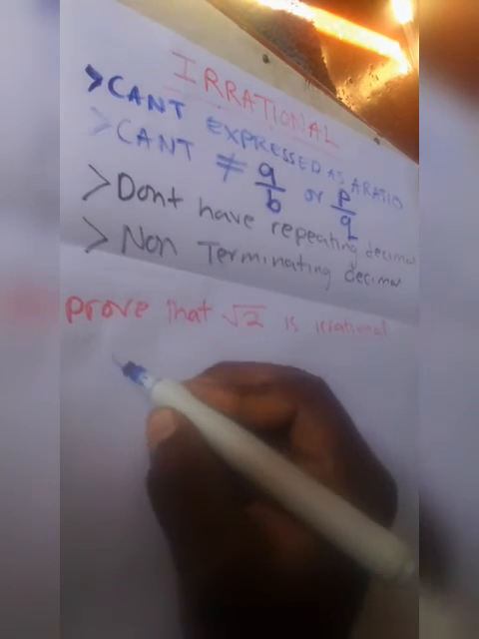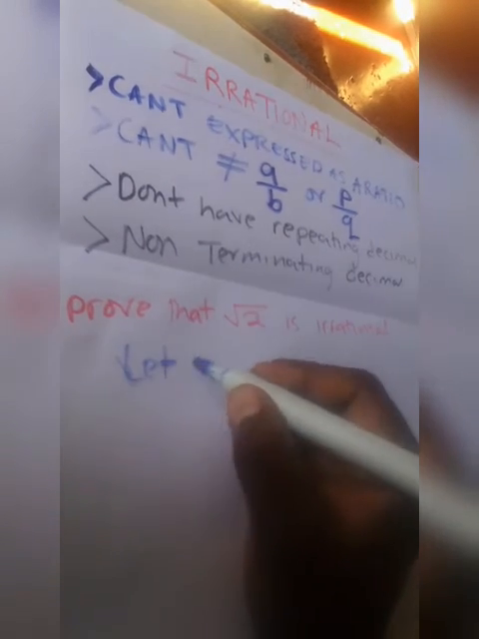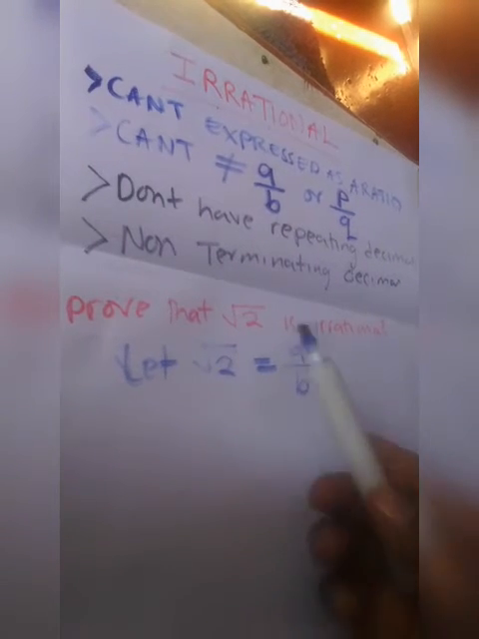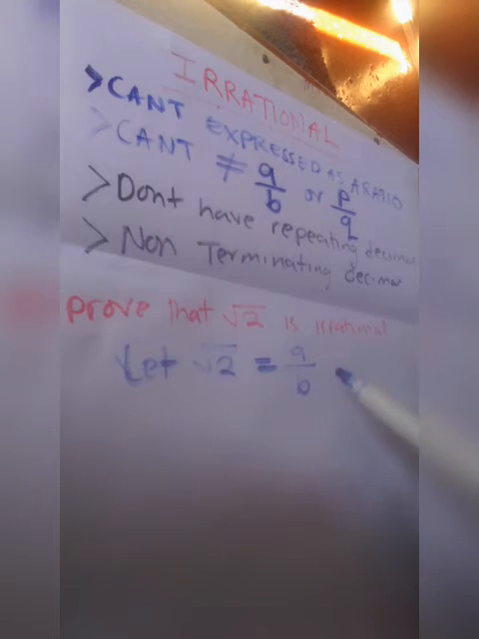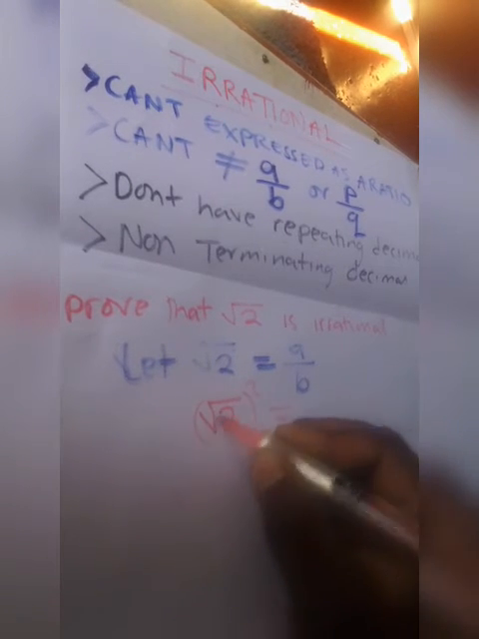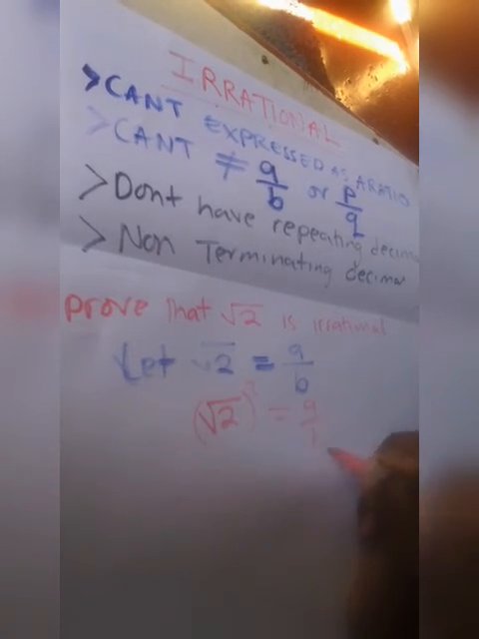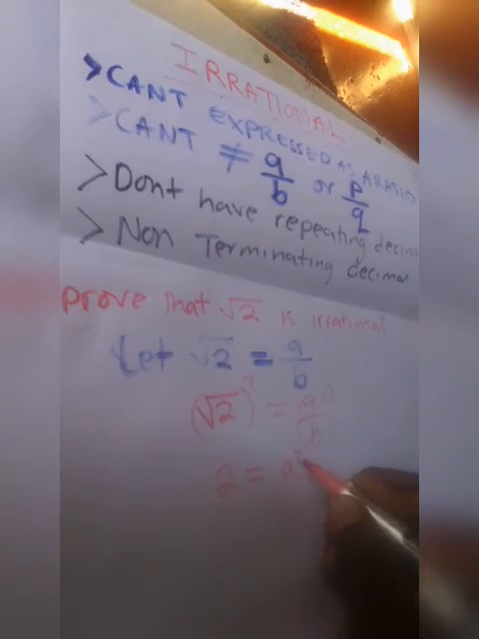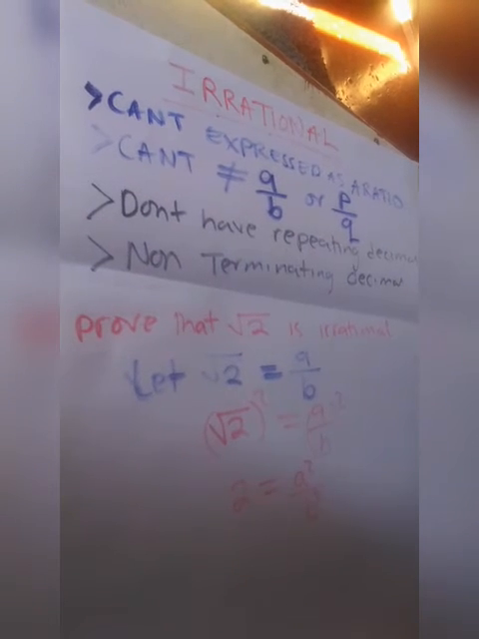Just equate this to this. Say let the root of 2 be equal to A over B. We try to see whether this number can be expressed in this form. So let's work out this one. Second step, we square both sides so that we can eliminate this root. Squared, we're going to have 2 is equal to A squared over B squared, like this.